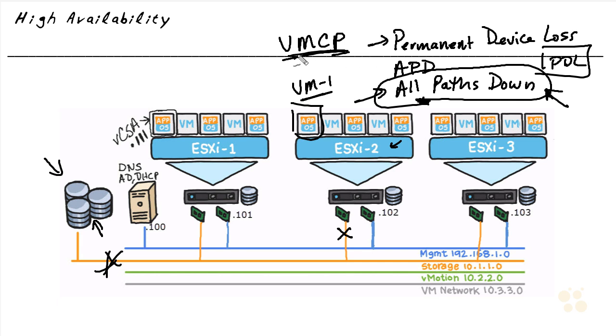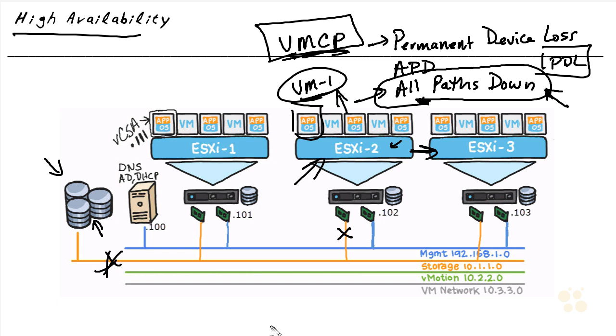And these are both aspects of the virtual machine component protection. And the idea is that if we do have an issue with PDL or all paths down, if it's happening to ESXi 2, it's very likely that we're going to want to take some action regarding the VMs that are running on ESXi 2, or we may decide we just want to reboot the ESXi host and hope for the best. So we can configure those options as we enable high availability on the cluster and then set those options the way we want them.